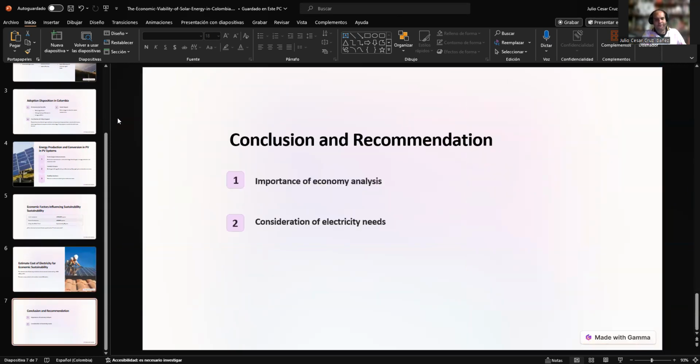So my conclusion is that it is important to understand the importance of economic sustainability before installing a new tech, for example, solar panels. And I have a recommendation, which is to take into consideration what electricity need we have before installing a new tech.